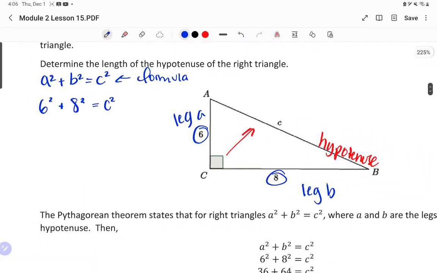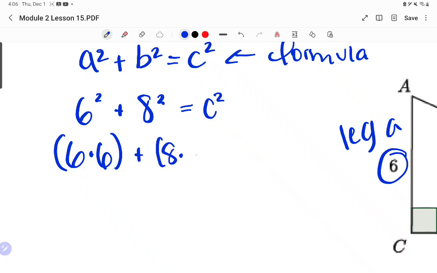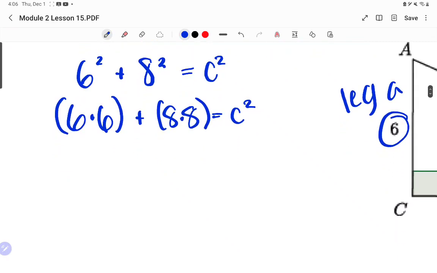Now, something that is really, really important for you to know is that these little squares up here absolutely do not mean multiplication by 2. What a square is, is multiplying a number times itself. So what this would look like for this 6 right here is 6 times 6. And 8 times 8 equals C squared, okay? So that's what the square means. All right, so 6 times 6 is 36.